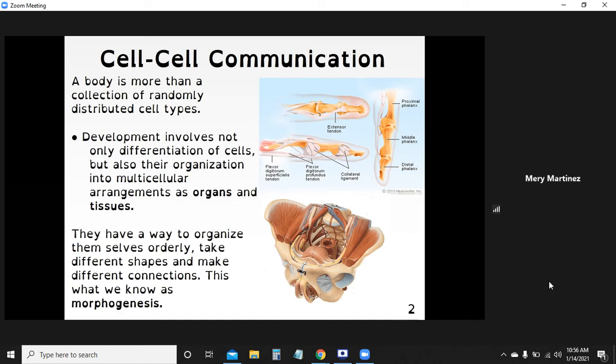So there should be a way they know, in quotation marks, where to go and what to form, right? Because it's the same elements, muscle, bones, etc. They have a way to organize themselves in an orderly manner, take different shapes and make different connections. This is what we know as morphogenesis, how they organize themselves and interact with one another to become functional. So how can this organization come about?